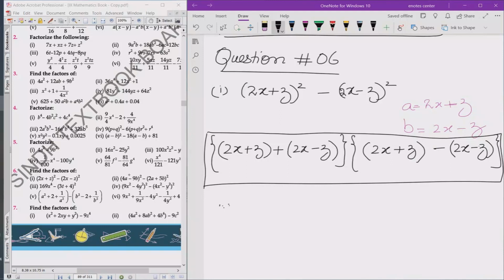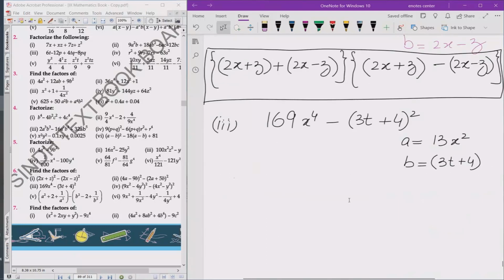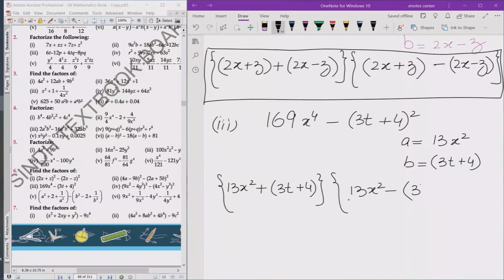Now we have part 3. Part 3 is 169 x to the power 4 minus 3t plus 4 whole square. So here a is 13 x square and b is 3t plus 4. Now we will simplify. This is 13 x square plus 3t plus 4, and we make a curly bracket here, and after that 13 x square minus 3t plus 4. So this is the factorization of this question.